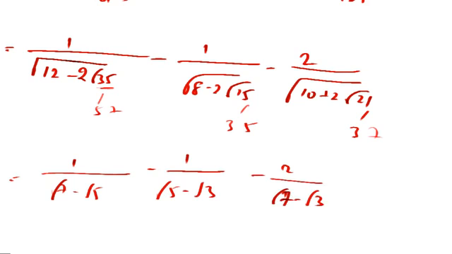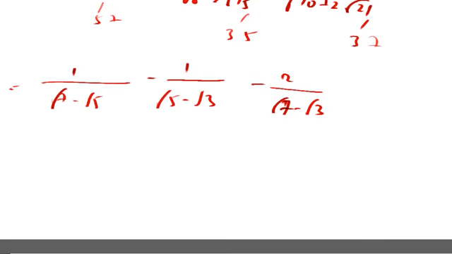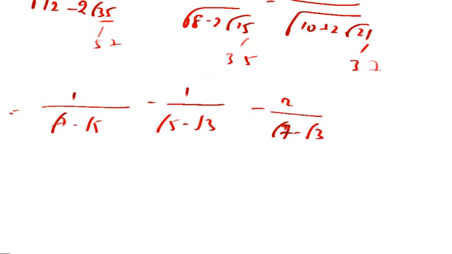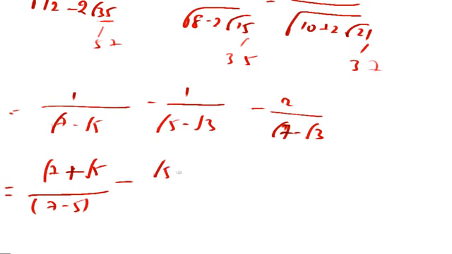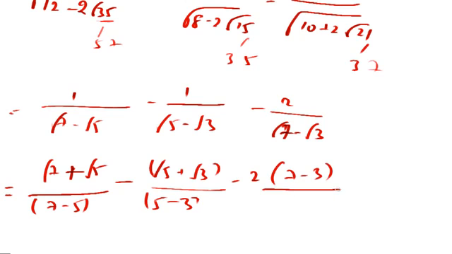Now you need to rationalize the numbers. You know how to rationalize the numbers. This will become root 7 plus root 5 divided by 7 minus 5, and this will become root 5 plus root 3, and this will become 5 minus 3 in the denominator always, minus 2 into root 7 plus root 3, divided by 7 minus 3. That is nothing but 4.